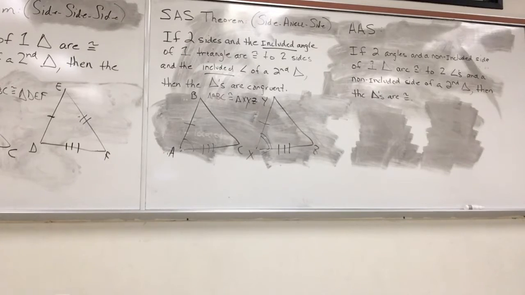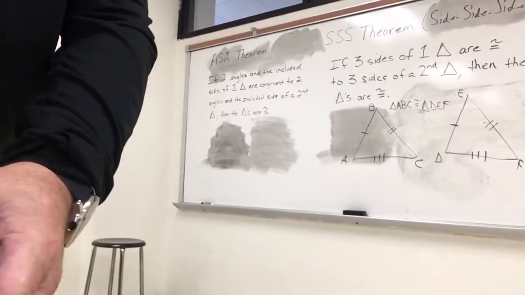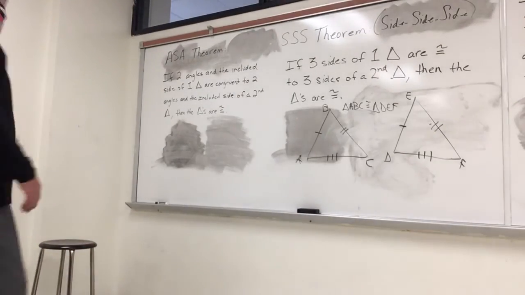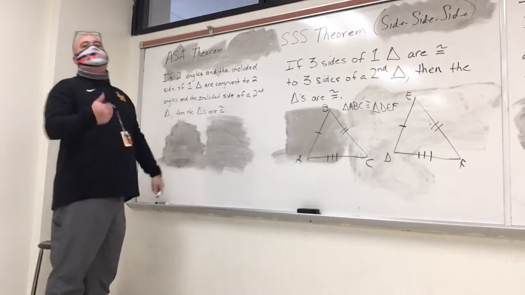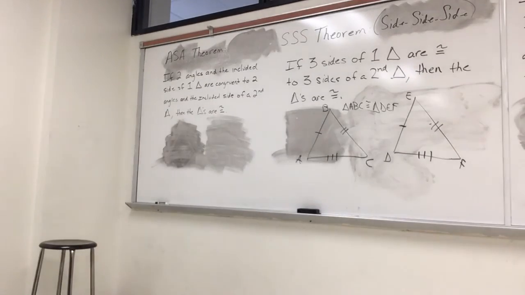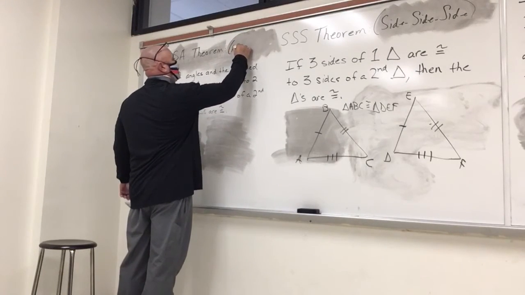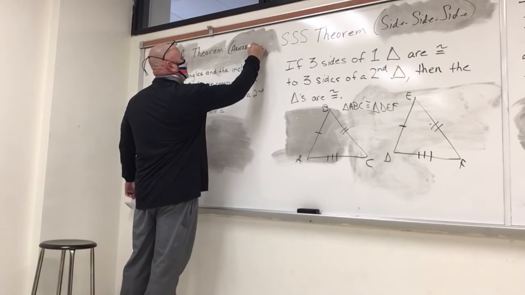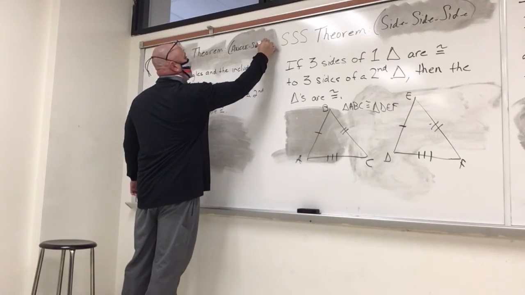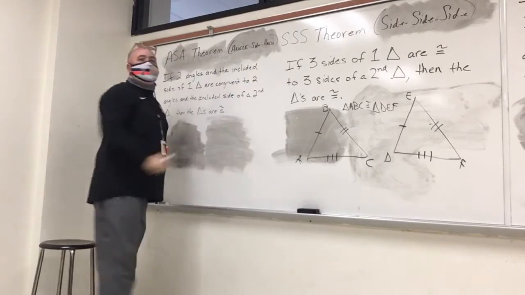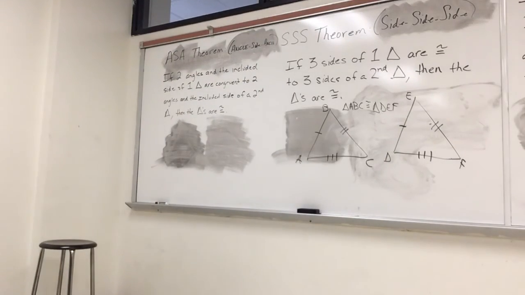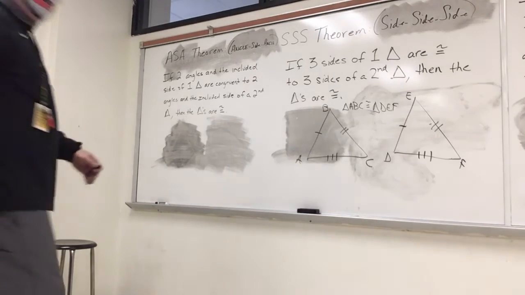Okay, moving over here. I tricked you. We have the ASA theorem. What do you think ASA stands for? Angle, side, angle. Where do you think that side's located? What is it between? The two angles, right? So where do you think this side is located? In between.